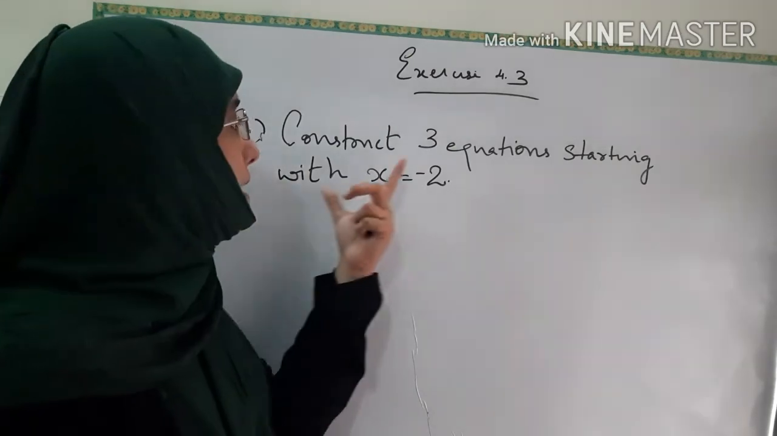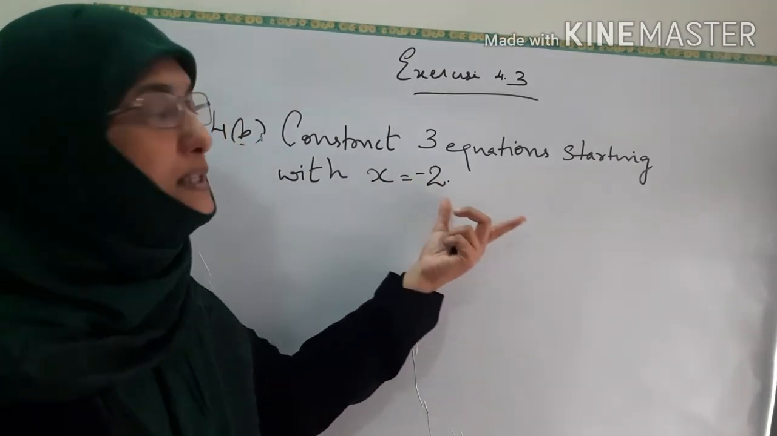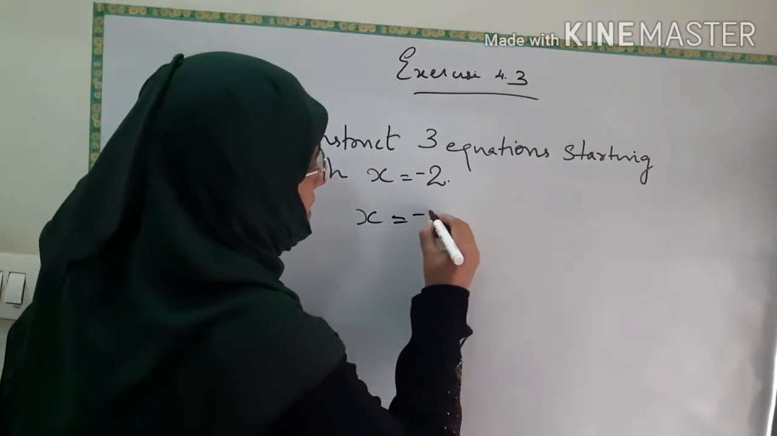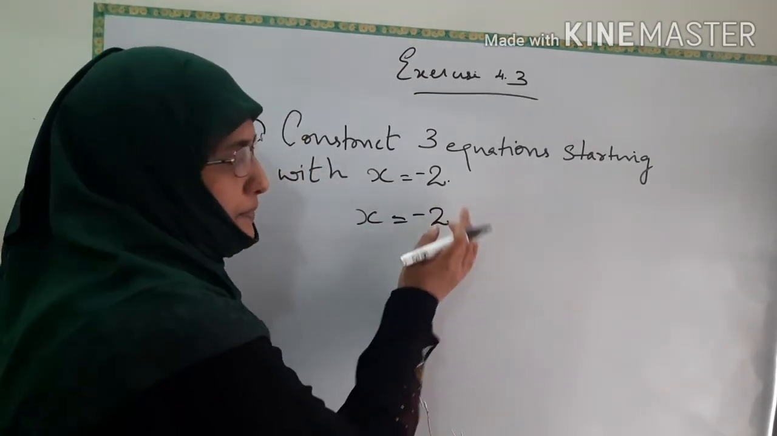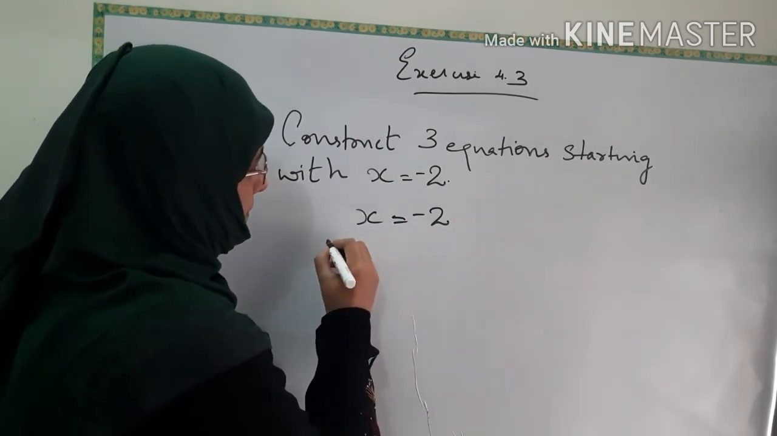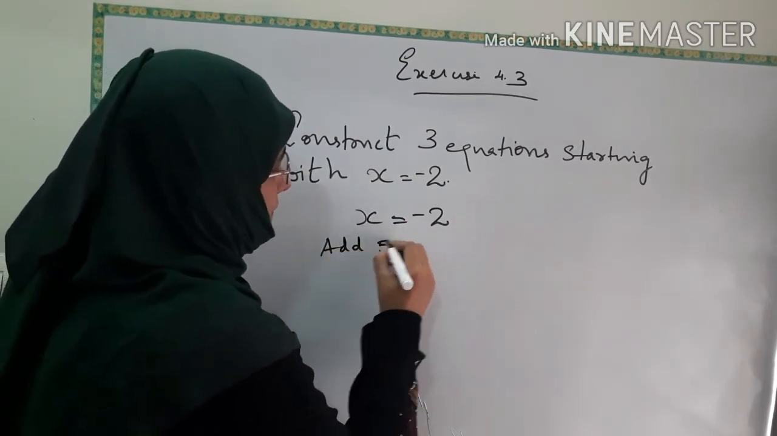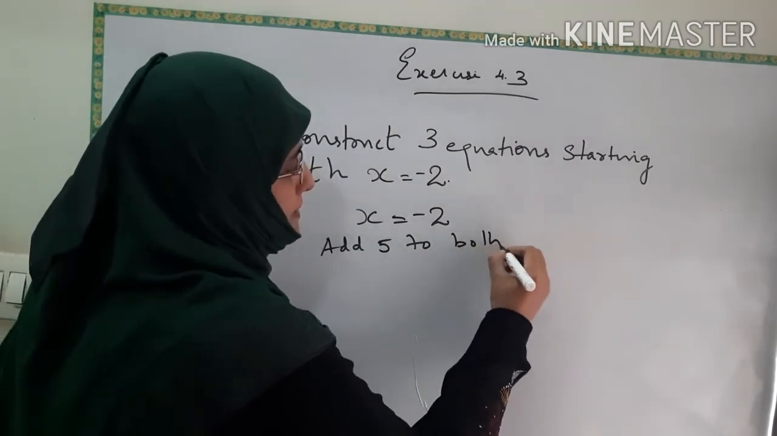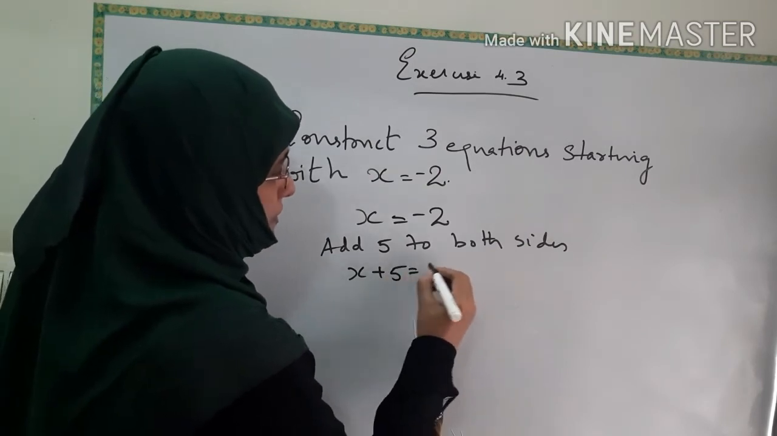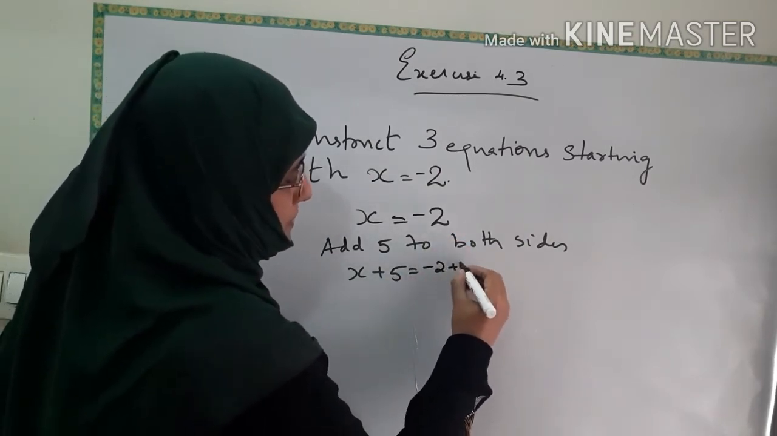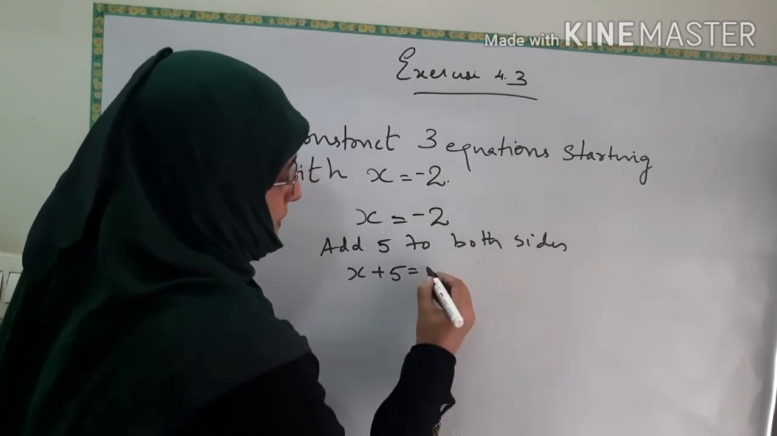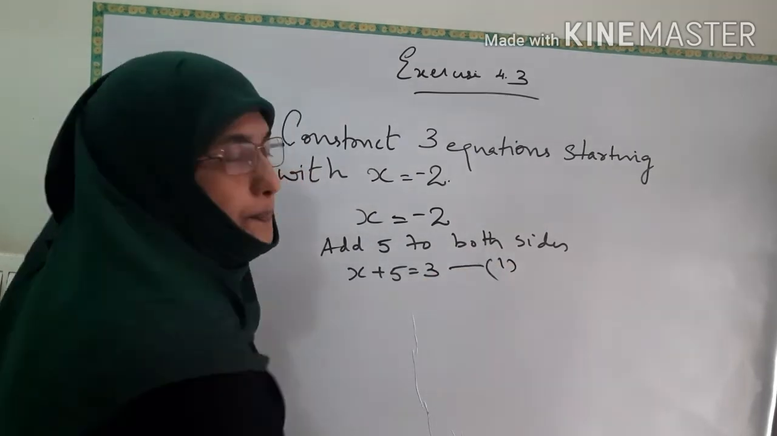Fourth B, construct 3 equations starting with x equal to negative 2. So the previous question also, see, only the change is here, it was x equal to negative 2. So starting, see, I will add 5 to both sides. So it becomes x plus 5 equal to negative 2 plus 5. Negative 2 plus 5, it is 3. So x plus 5 equal to 3. You got the first equation.